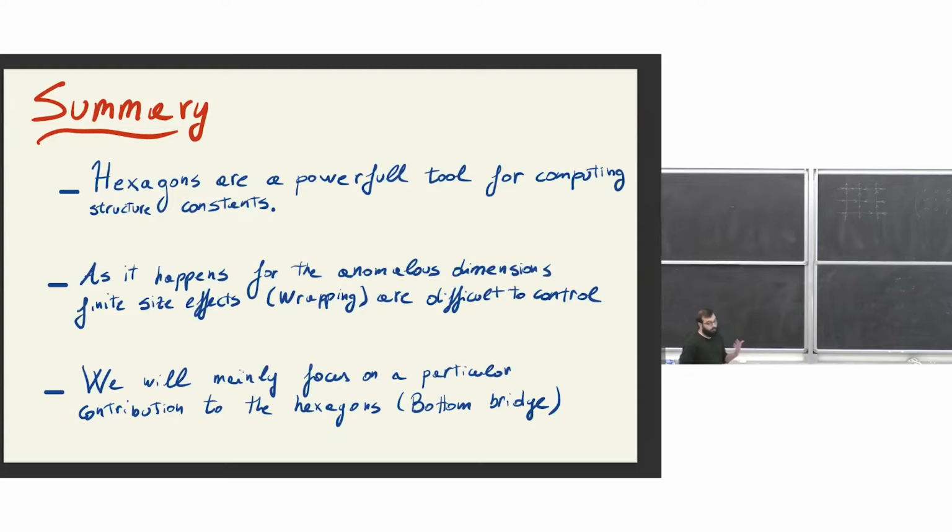Then I will explain the hexagon formalism, and focus on a particular contribution of this hexagon formalism, which is called the bottom bridge, and it will be clear why it's called the bottom bridge. And I will show how we managed to practically control this wrapping inside this bottom bridge.